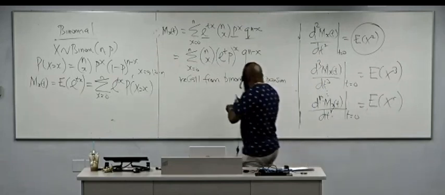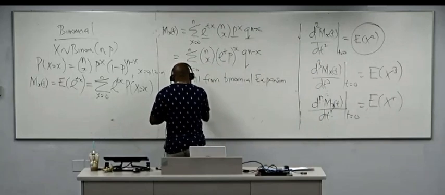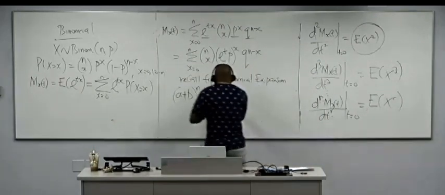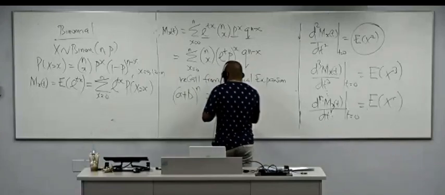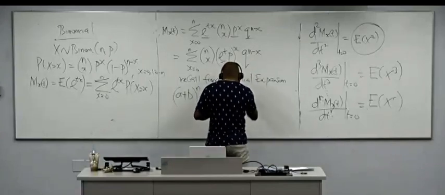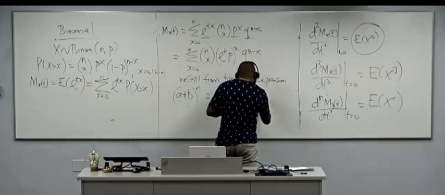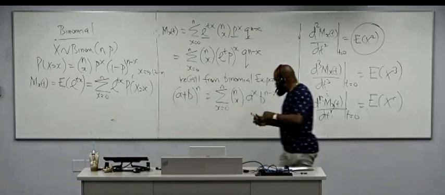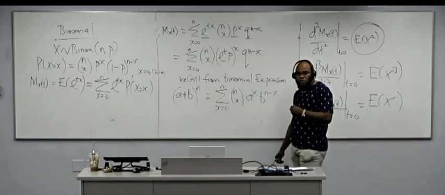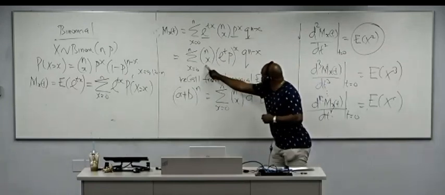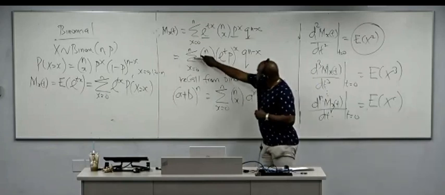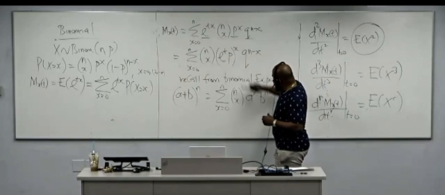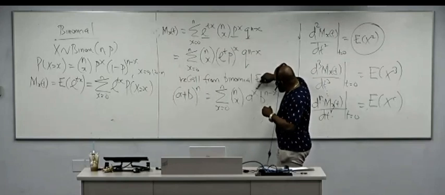If I have a plus b raised to power n, it is the same thing as the summation of n combination x, a raised to power x, b raised to power n minus x, x starting from 0 to n. We're recalling this. Let us compare this with this guy here. Look at this, this is here. This is scaling x. What does that mean?